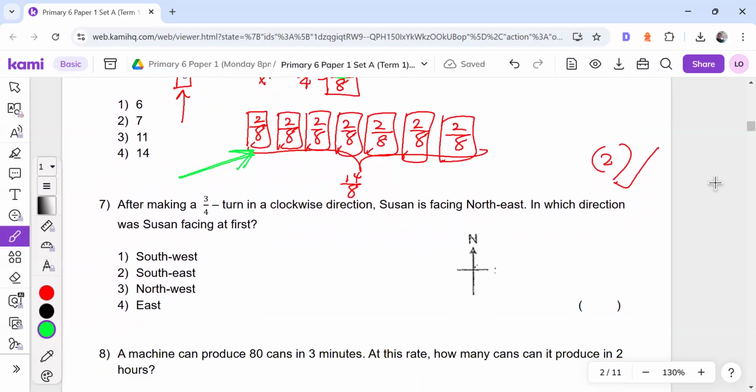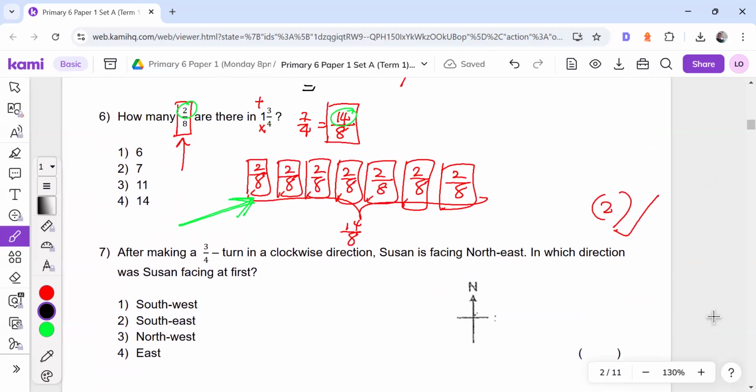Everybody clear so far? You all look very tired or something. Okay, copy down the corrections. If you need to copy down, copy down.